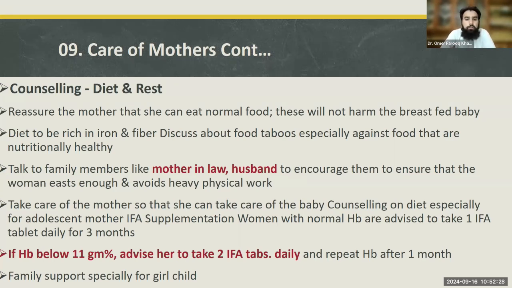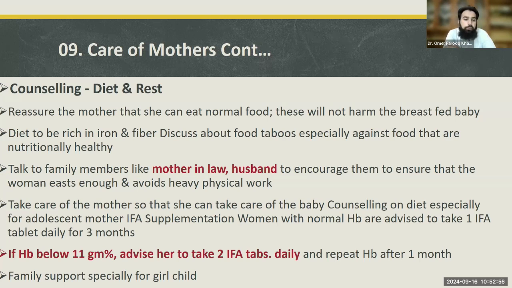There are many food taboos all around the world, that the new mother should not eat this and should not eat that, that it creates gas in the abdomen of the baby and things like that. But the healthy diet should be encouraged. Talk to family members like the mother-in-law or husband to ensure that the woman eats enough and avoids heavy physical work. Take care of the mother so that she can take care of the baby.